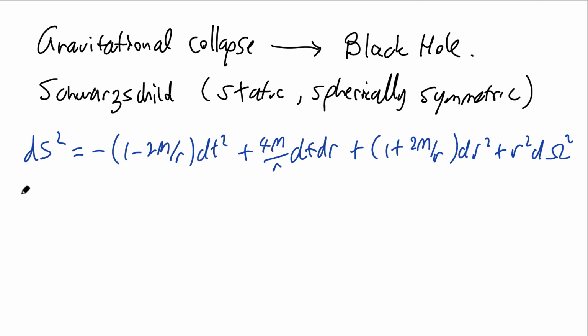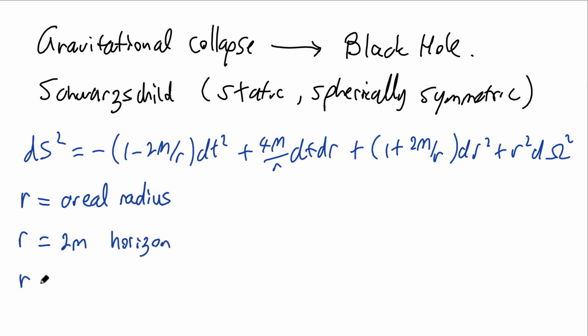Now in these Schwarzschild coordinates, r is the areal radius, r equal 2m is the horizon of the black hole, and r equals 0 is the black hole singularity. We can plot the horizon and the singularity on a tr diagram.